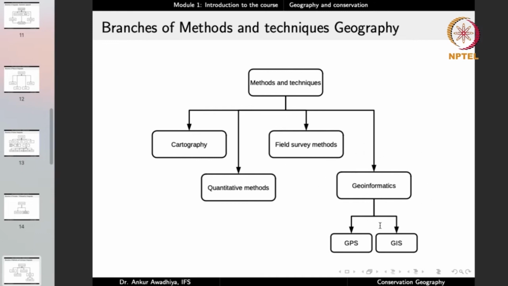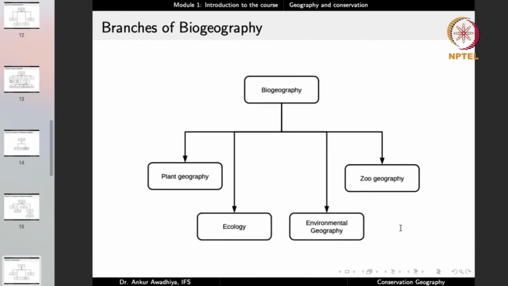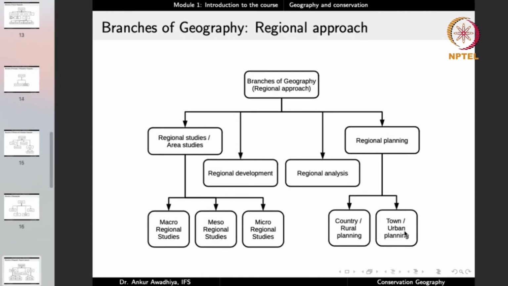We have geoinformatics, which is the informatics applied to the earth, where we make use of things like global positioning system or geographical information systems. In the case of biogeography, we have things like plant geography, animal geography or zoo geography. We can study ecology or the elements of ecology in a geographical context. We can study environmental geography. So these are various branches based on the systematic approach.